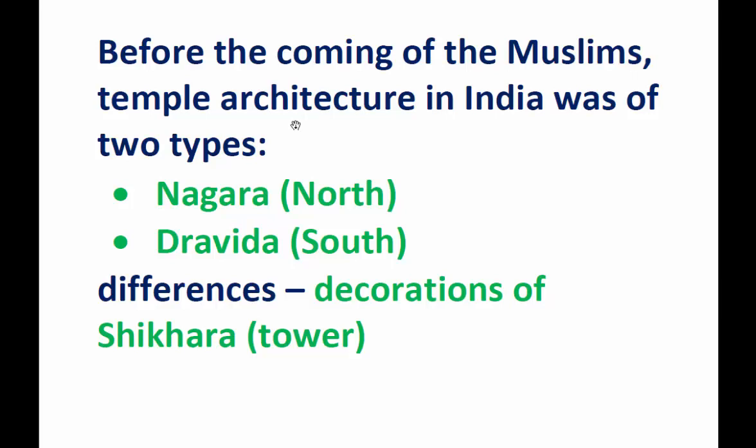Before the coming of the Muslims, temple architecture in India was of two types. The first one is what we call Nagara. Nagara was very popular in northern India, and Dravida in the south. One of the basic differences between the Nagara and Dravida styles was that the decorations of the Sikhara, their towers, were a little different. Otherwise, they used the same technique or skills in the construction of temples. These were used before the coming of Muslims in India.